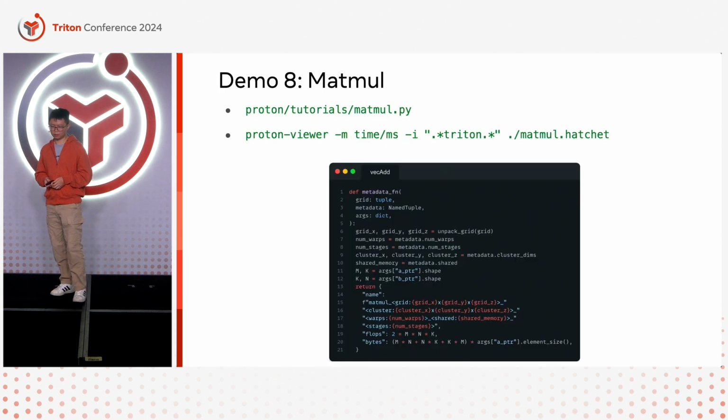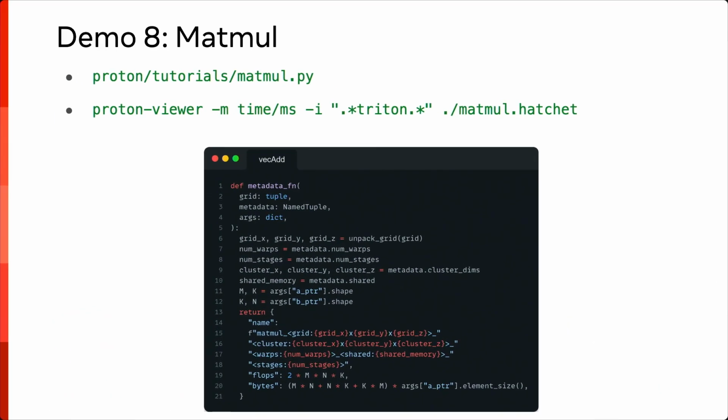Here's a concrete example of how to define your metadata function. This example is already available online under Proton/tutorial matmul. So here we want to do 2 things. The first thing is to rename this Triton kernel to supply more information. We can just grab the values from the grid field to get its grid dimensions on X, Y, and Z. Besides, we can also directly obtain the number of warps and number of stages from the metadata variable.